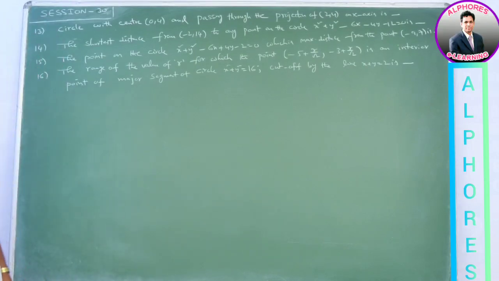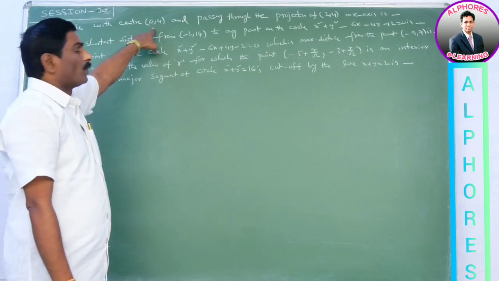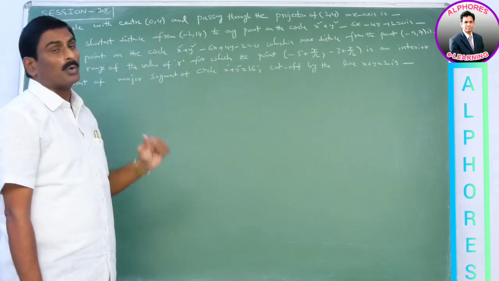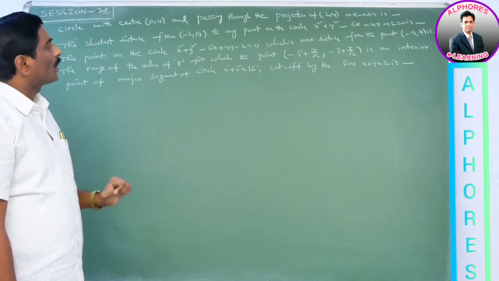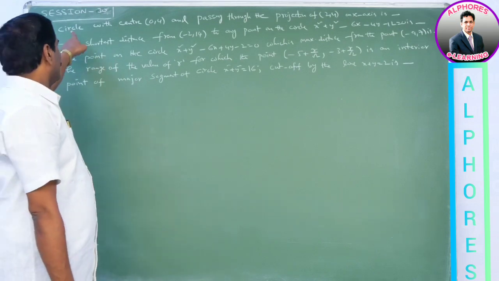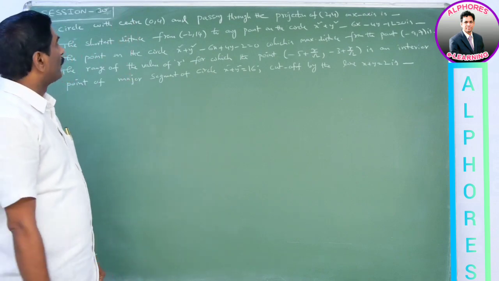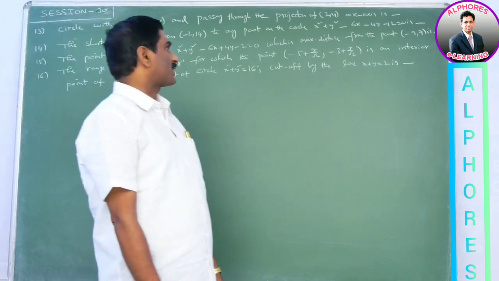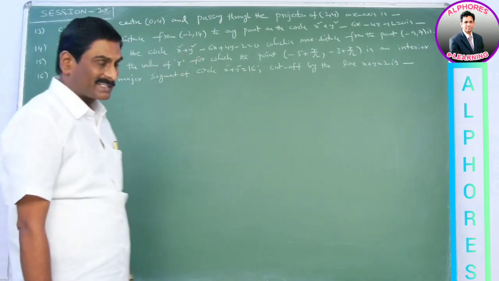Next, 13th question. The circle with the center (0, 4) and passing through the projection of (2, 4) on the x-axis is dash.